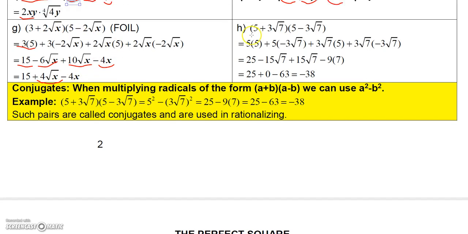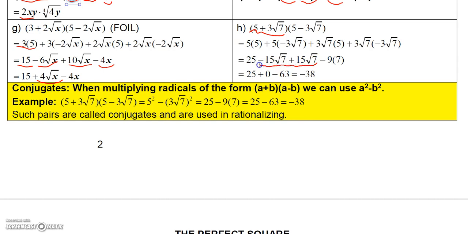This last example is to lead you into the next section for rationalization. Here I have two conjugates, 5 plus 3 square root of 7 times 5 minus 3 square root of 7. Notice these are exactly the same except for the signs. Now I can do it with the FOIL method, 5 times 5, 5 times minus 3 square root of 7, 3 square root of 7 times 5, and then 3 square root of 7 times minus 3 square root of 7. And it'll give me 25 minus 15 square root of 7 plus 15 square root of 7.